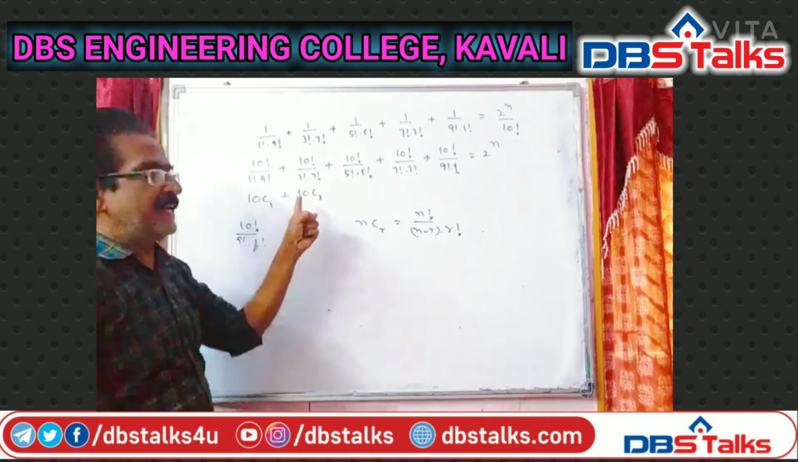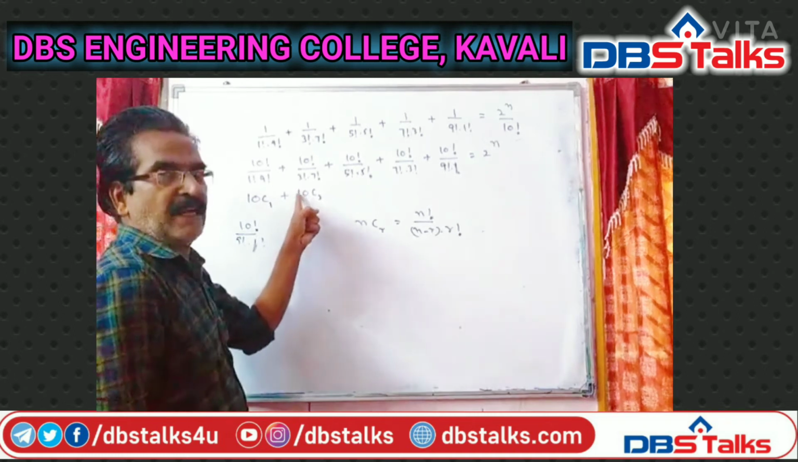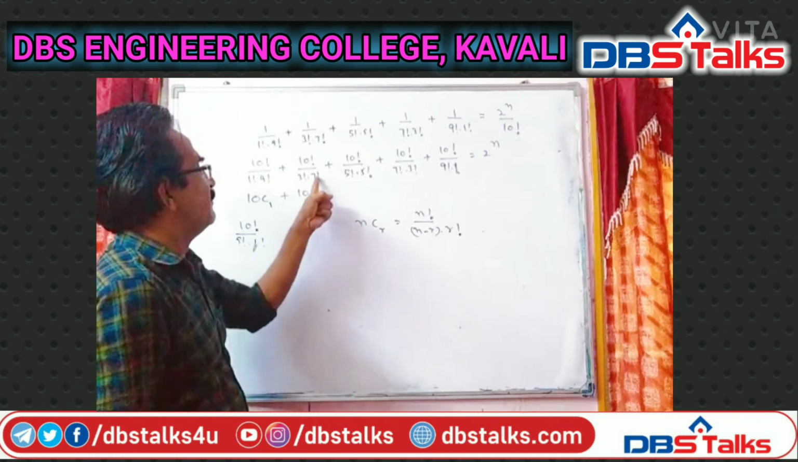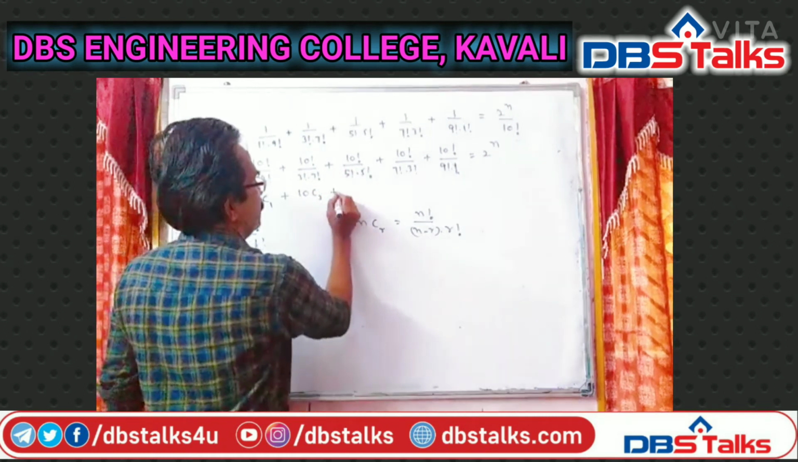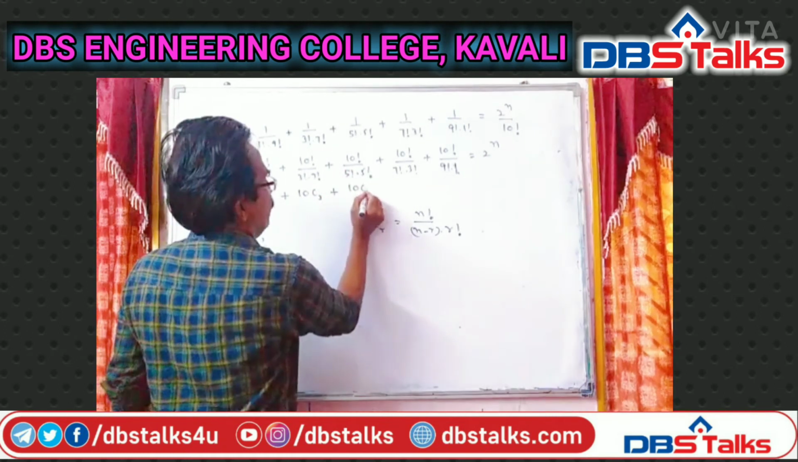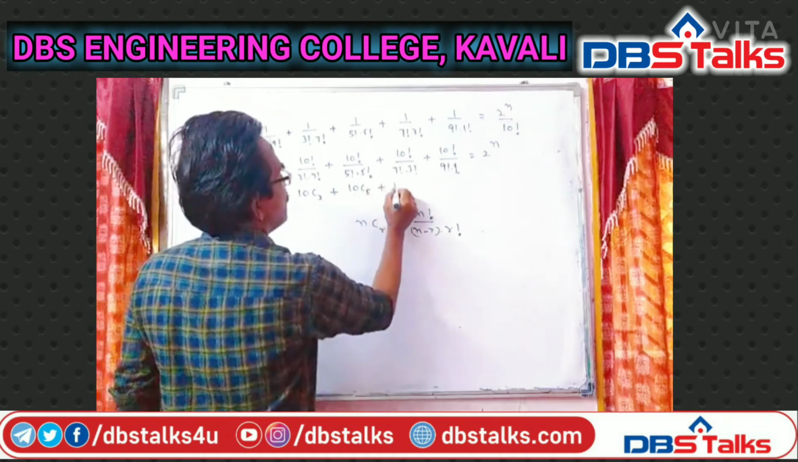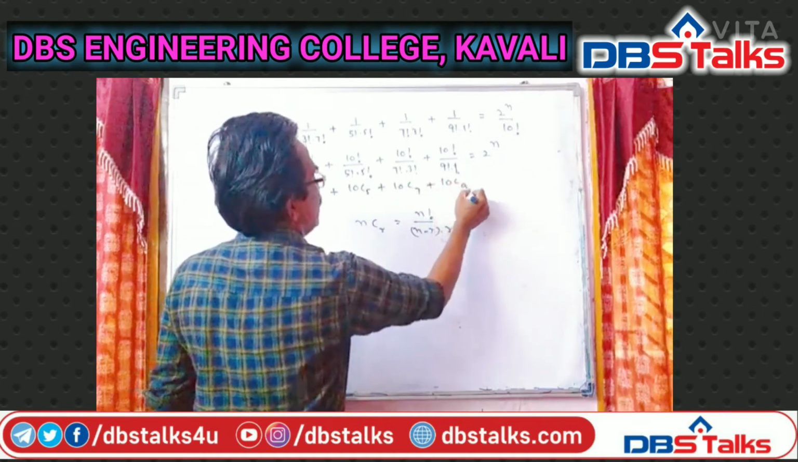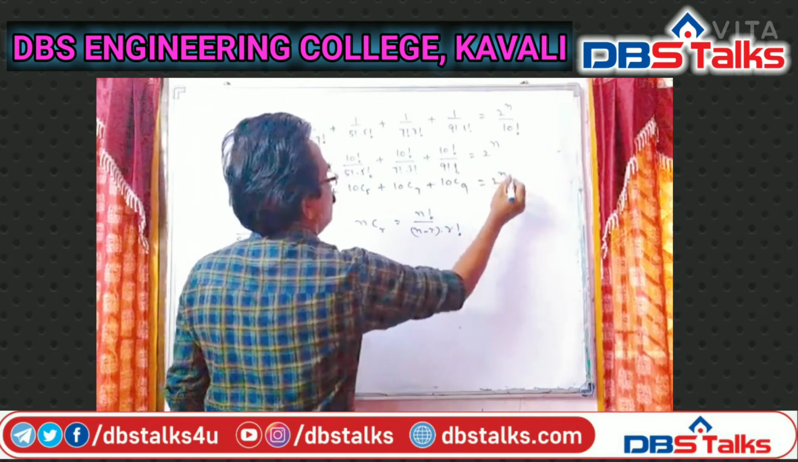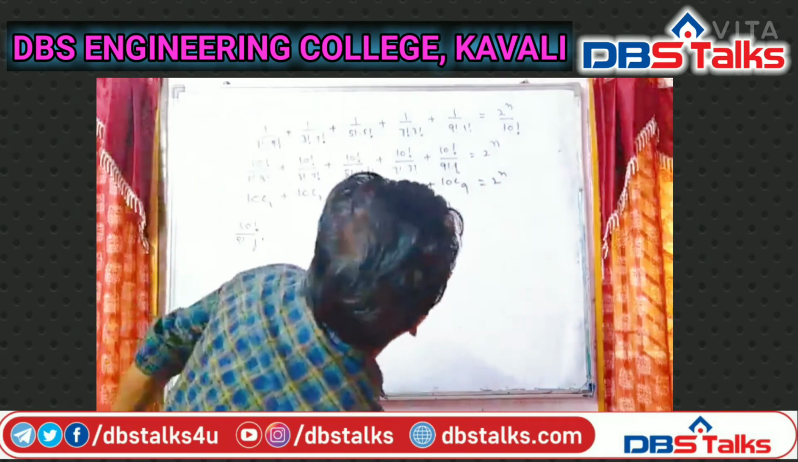This is 10C3, right? 10 factorial by 10 minus 3, 7 factorial into 3 factorial. Friends, the next is 10C5. This is 10C7. This is 10C9. That is equal to 2 power n.